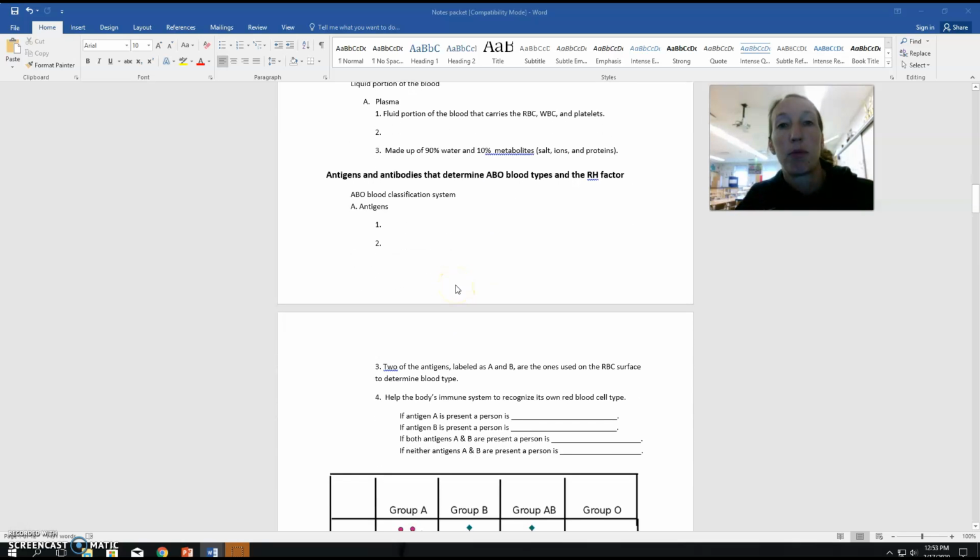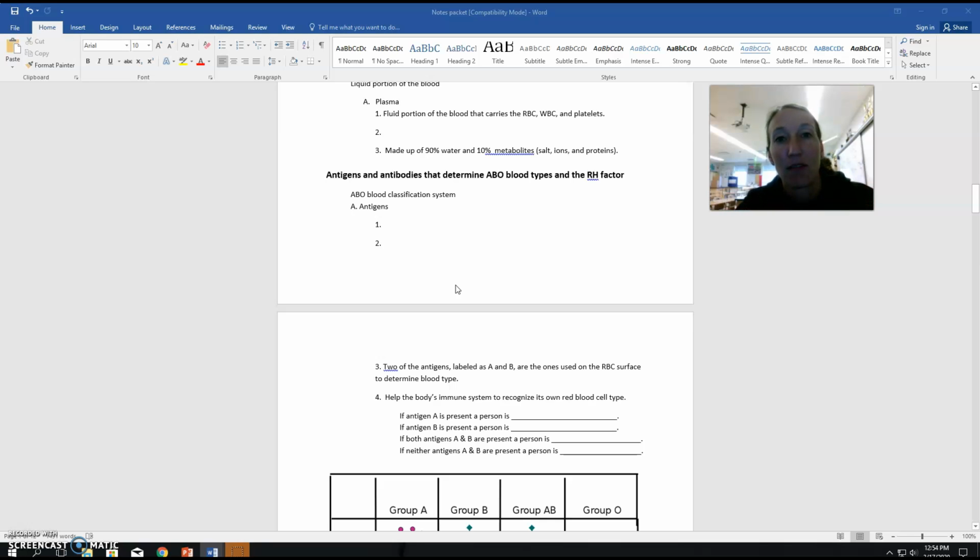All right, we get into blood typing. And if you have A blood, you have A antigens. If you have B blood, you have B antigens. If you have AB blood, you have both A and B antigens. And if you have O blood, you have nothing. So then you got to think about your antibodies. Okay, you always make the opposite of what you have. So if I have A antigens, I'm going to make B antibodies. If I have B blood, that means I have B antigens and I make A antibodies. So you make the opposite of what you have.